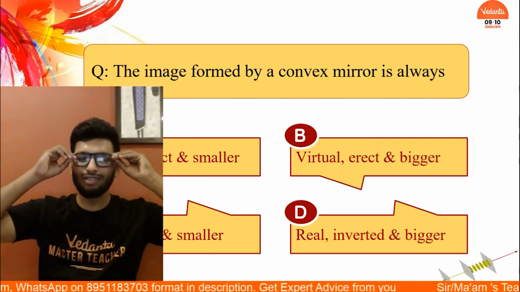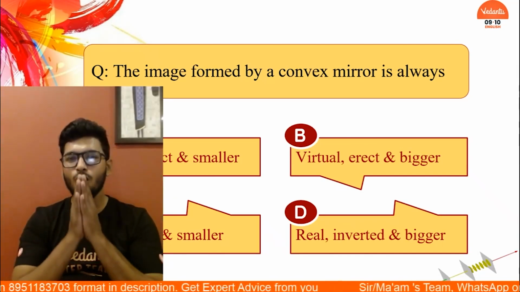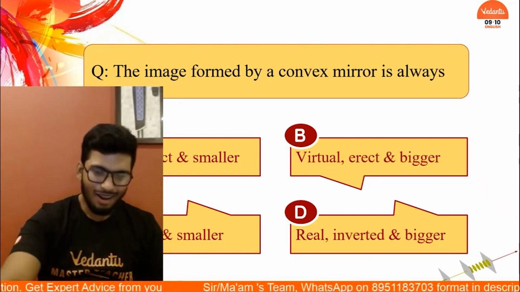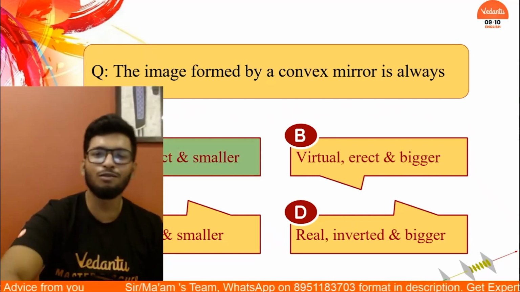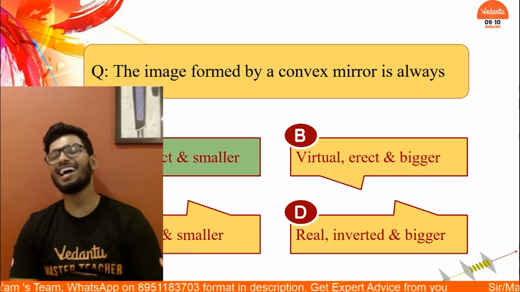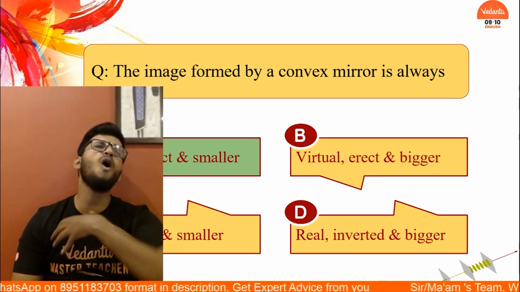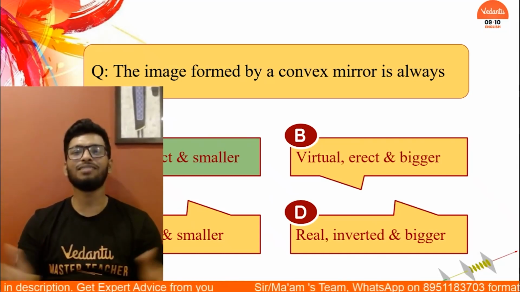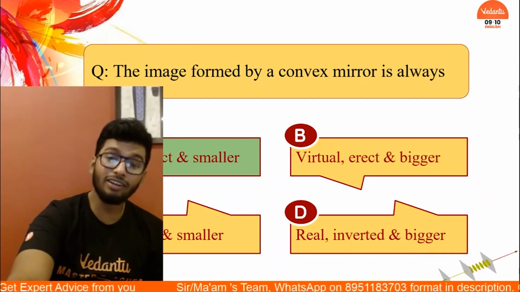Let's go, people. The image formed by a convex mirror is always what? In 3, 2, 1. Option A, for Anup. It has to be virtual erect and smaller, or diminished. It's always virtual erect and smaller. As simple as that. But again, people, we are not done yet.